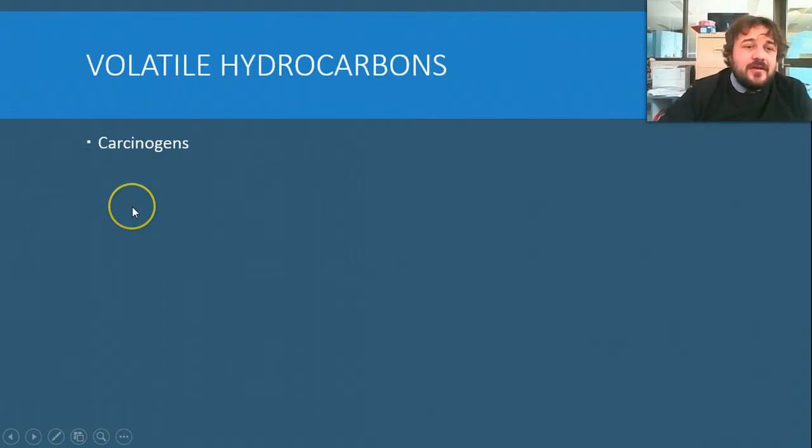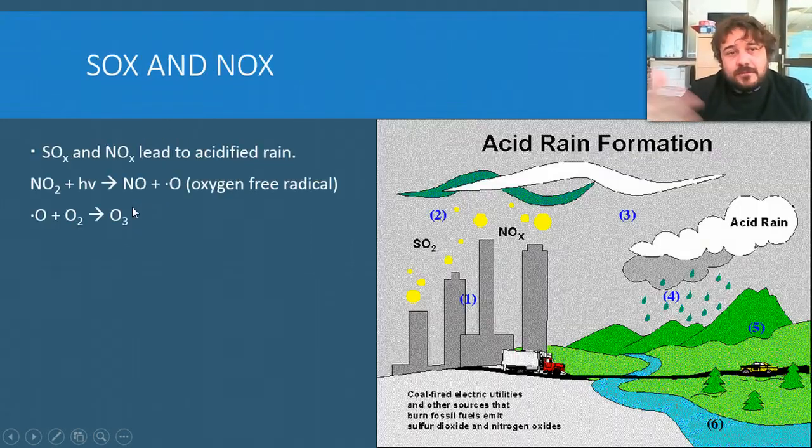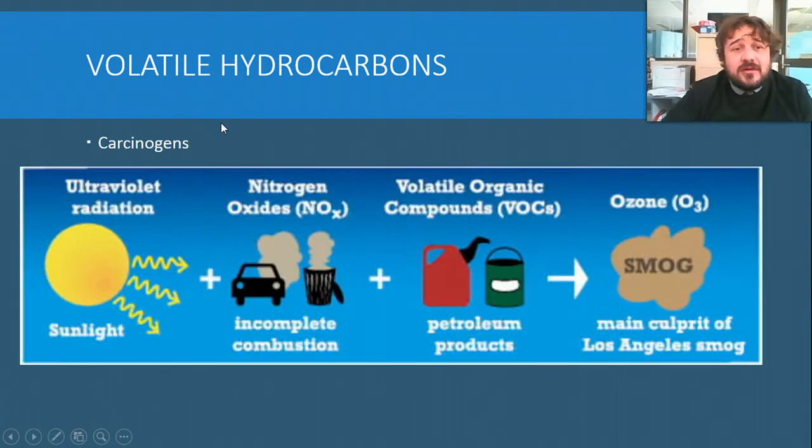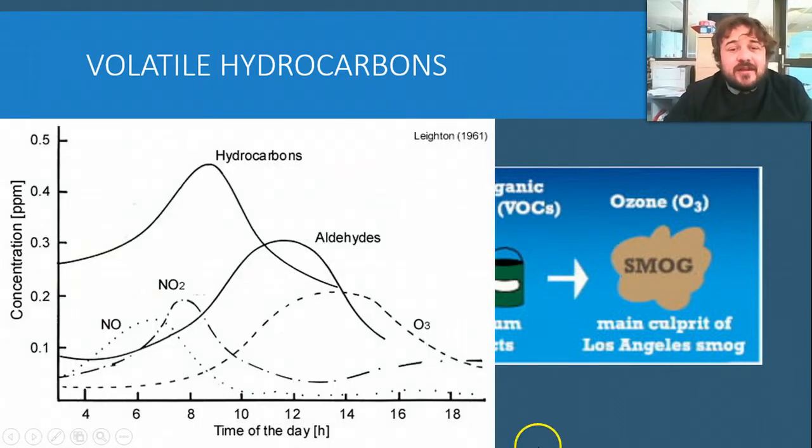So that joins up. Now, NOx adds to ozone in the lower atmosphere. Volatile hydrocarbons, so the carcinogens, that's cool, but ultraviolet radiation, so that's the hv, plus nitrogen oxide, plus volatile organic compounds, also give us more ozone.